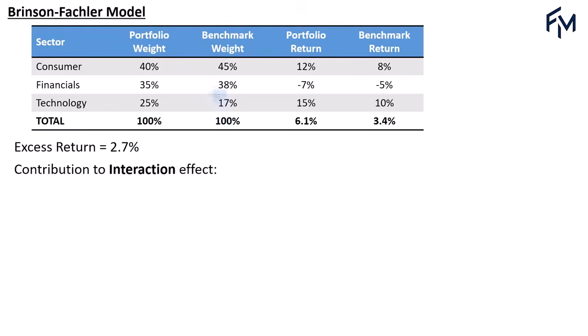And lastly, for the interaction effect, we'll take the difference in the weight in the portfolio and the benchmark, multiplied by the difference in return in the portfolio against the benchmark. So again, for consumer, we'll take 40% minus 45% times 12% minus 8%. So that will equal negative 0.2%.